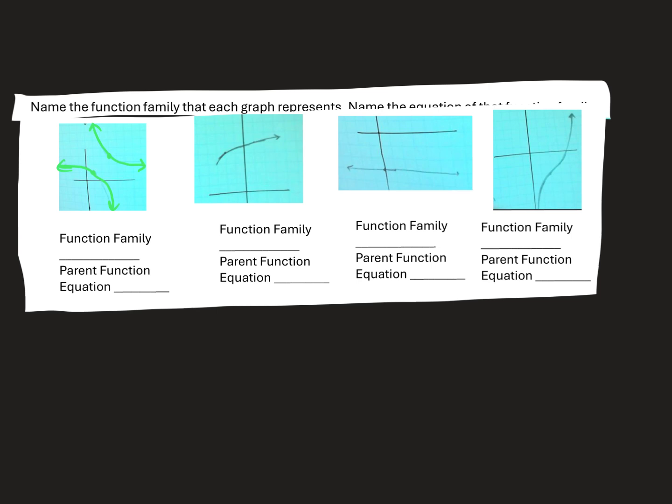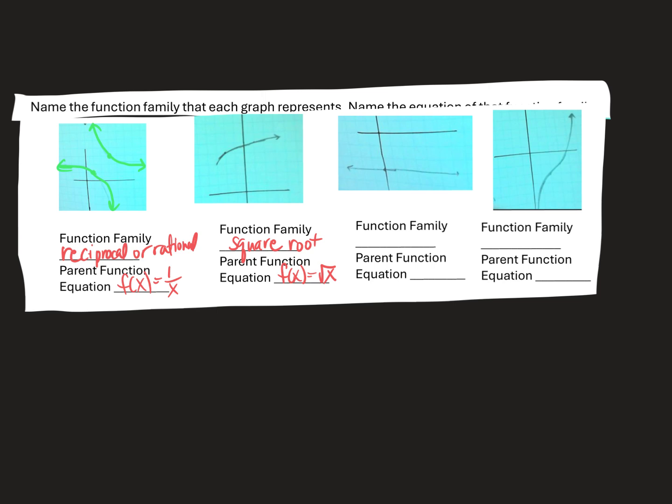Well, hopefully you can see that the only parent graph that we have that has two curves is the reciprocal or the rational function. So reciprocal or rational, and the parent function's equation is f of x equals 1 divided by x. So when x is in the denominator, that is a reciprocal or rational function. Next, this one looks like the square root family. It's just been moved. And the parent function equation, f of x equals the square root of x.